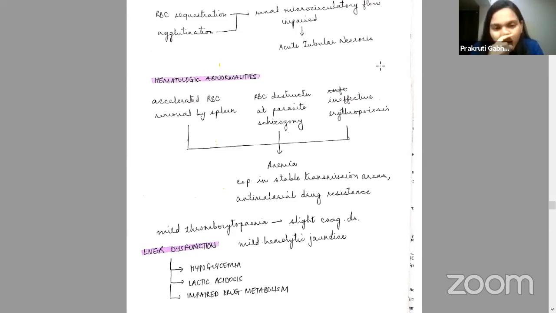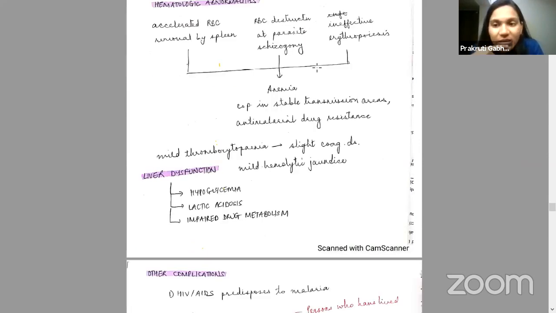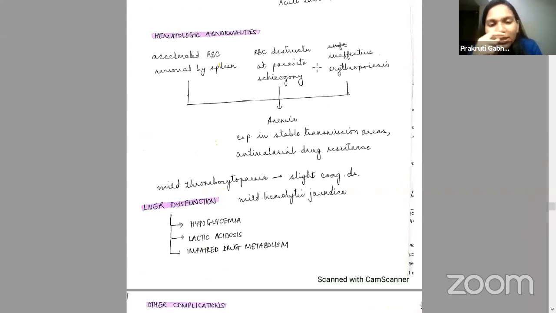Next, there may also be mild thrombocytopenia, which is another hematologic abnormality that you see. Liver dysfunction might also be seen, because it's like vital organ dysfunction, so the liver is also another vital organ.